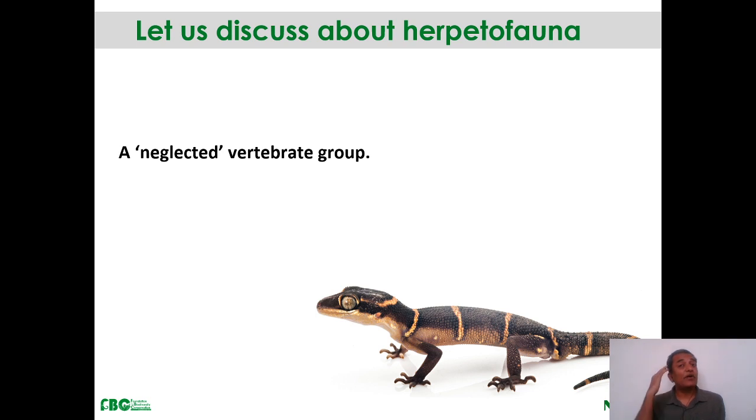Look at the number of people who are studying birds, mammals, and fishes. In amphibians and reptiles, there are very few people contributing to understanding this group. All the vertebrate groups are separate, but I don't know why amphibians and reptiles are put together. These are two distinct groups, but again, we consider them as one unit. That also has tremendous diversity, but very few people. Hence I am calling this neglected. Another reason for calling this neglected is that we don't know many things about it. I am going to talk about that in the next course of time.